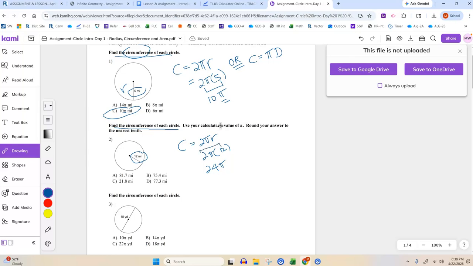This multiplied by that. But we don't have 24, right? Because they're actually giving us, we're supposed to use our calculator's value of pi in this one and round the answer to the nearest tenth.